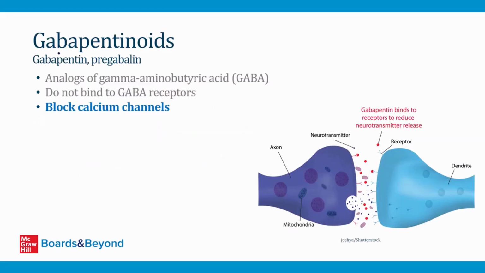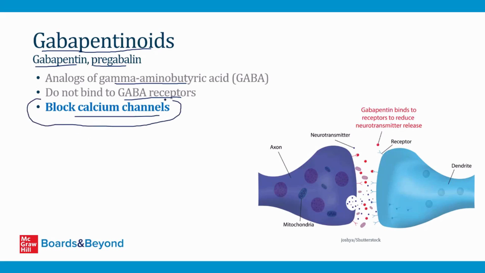Okay, moving on, our next group of drugs are the gabapentinoids. There are two important drugs in this class, gabapentin and pregabalin. And these drugs are called gabapentinoids because structurally they are analogs of GABA, gamma-aminobutyric acid, that inhibitory neurotransmitter we talked about earlier in this video. So these drugs were designed thinking that they would bind to the GABA receptor. However, it turns out they actually don't bind GABA receptors, even though they're called gabapentinoids. What they actually do is they block calcium channels in neurons, and this is the mechanism responsible for their central nervous system effects.